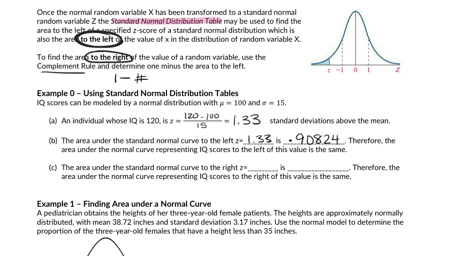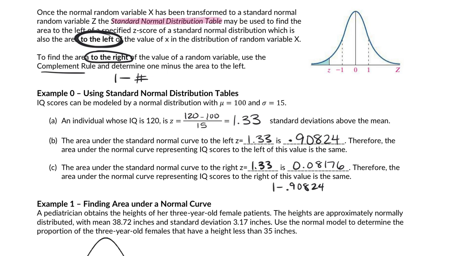If we were trying to find the area to the right of 1.33, we keep the same number because my z-score did not change, but we're going to do 1 minus 0.90824, which should be 0.808176? So this makes sense because these add to 1. That would be the area underneath the whole curve.